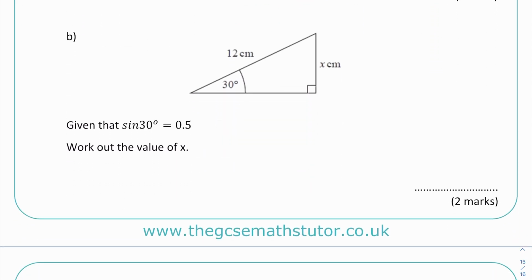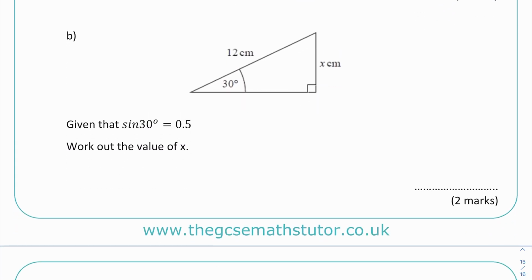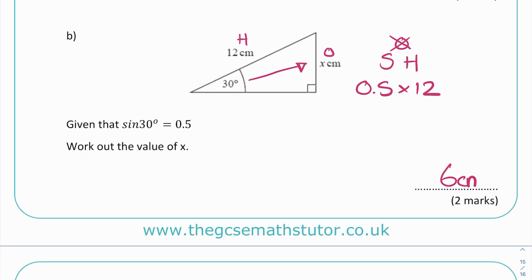For part B, it says given that sine 30 is 0.5, work out the value of x. Remembering that you could be given any decimal here, so I'm going to use an approach as if any decimal was given. We know it's going to be sine, otherwise they wouldn't have given it to us, but there's the opposite, and there's the hypotenuse. So I'd normally just write down my formula triangle, SOH, and figure out is it a multiplication or a division. To find the opposite, that's a multiplication, so you do S times H. So it's 0.5 multiplied by 12. When you multiply by a half, it does halve the number, so that would be 6 centimetres.